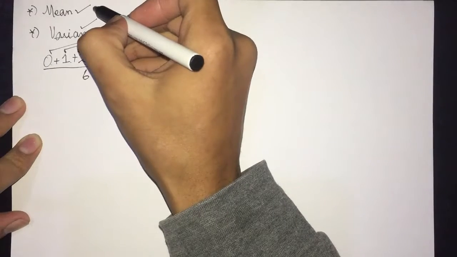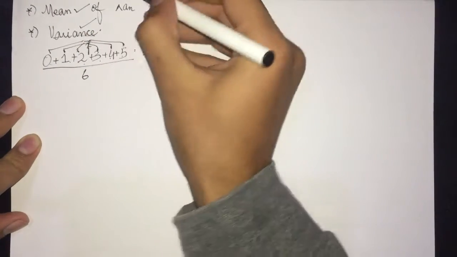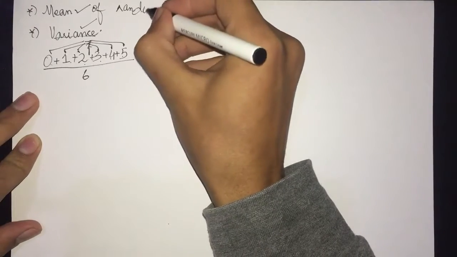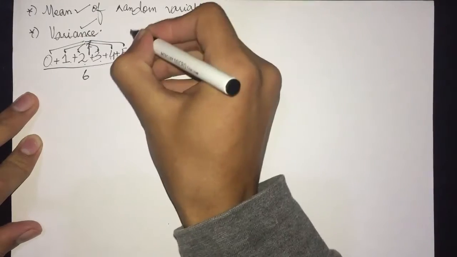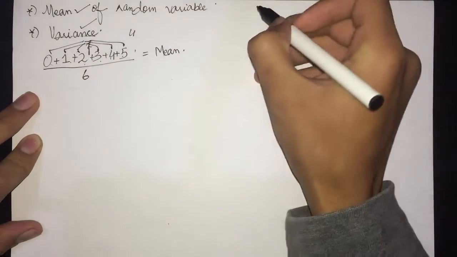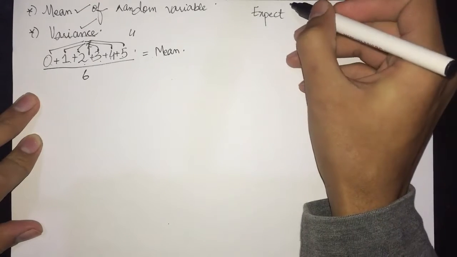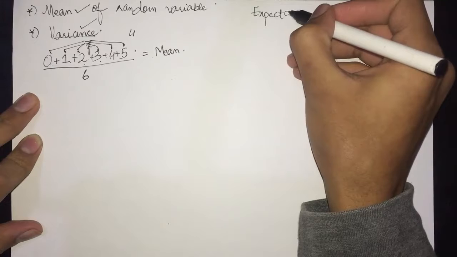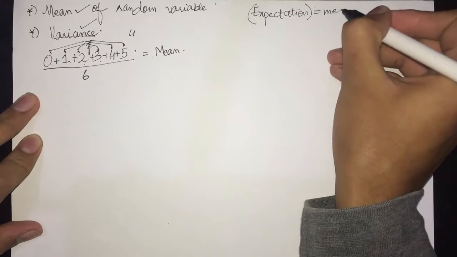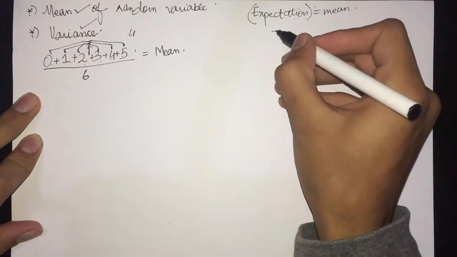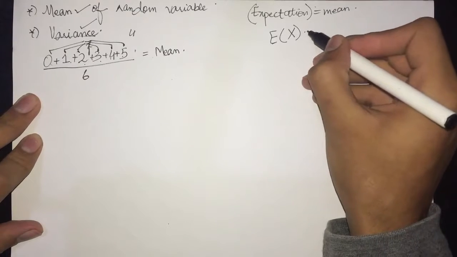Now let's discuss what is the mean of a random variable. When we talk in terms of a random variable, we use the term expectation, which basically is the same thing as mean. So expectation is the same as the mean of the random variable. Expectation is denoted by E of a random variable, which will be X, E of X.